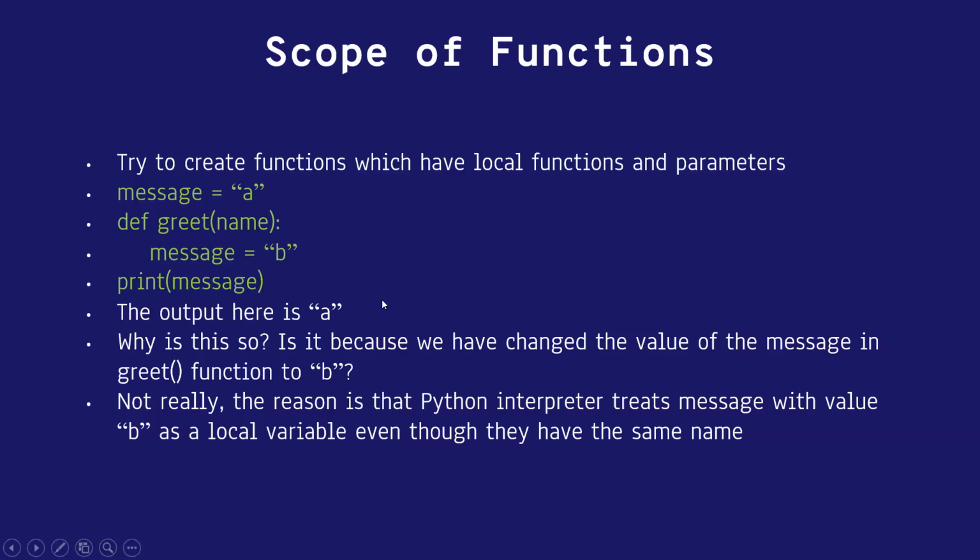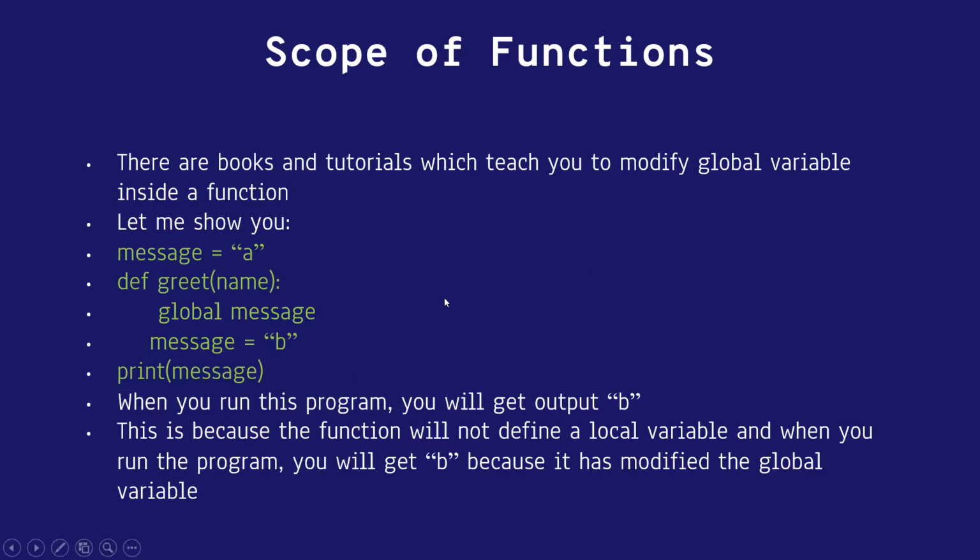So the output is A. You might think this is because we have changed the value of the message in the greet function to B. Not really. The reason is that the Python interpreter treats message with the value B as a local variable, even though they have the same name.